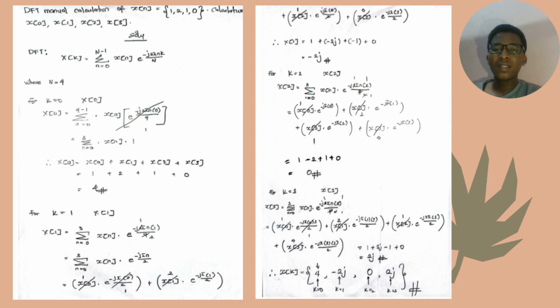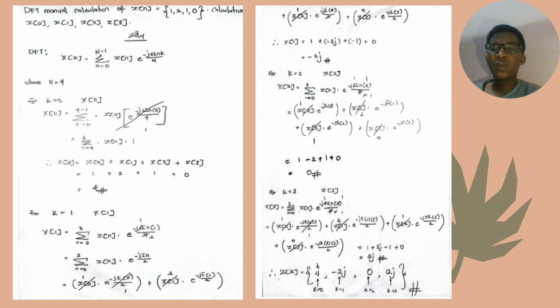Same as the first one, we did k equals to 1. Also substitute the k value and compute it. If you compute, you will get minus 2j. And the third one is k equals to 2. If you substitute the k, we cancel here, and we will get 0 here.